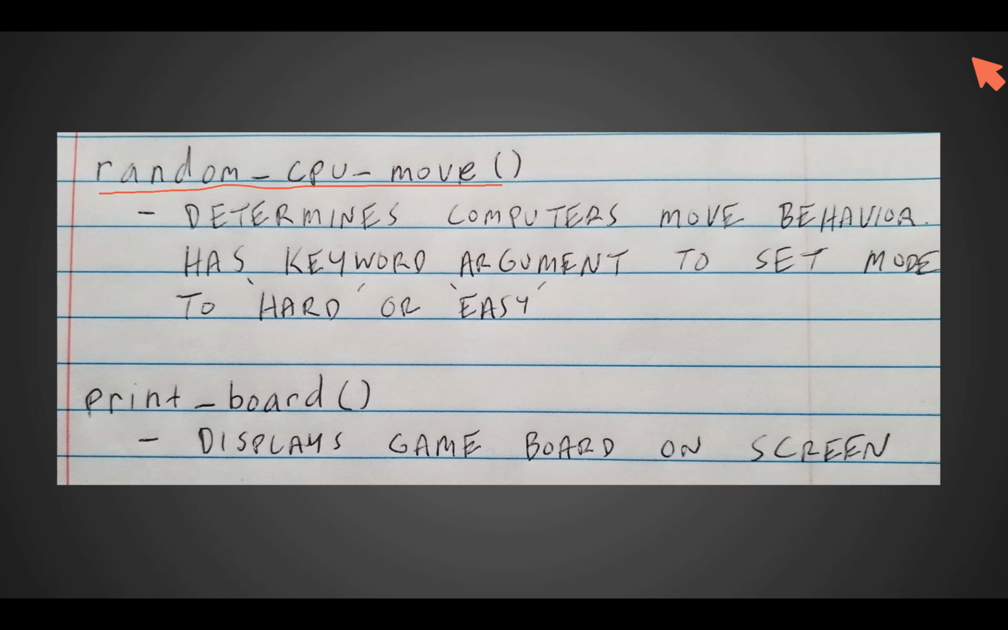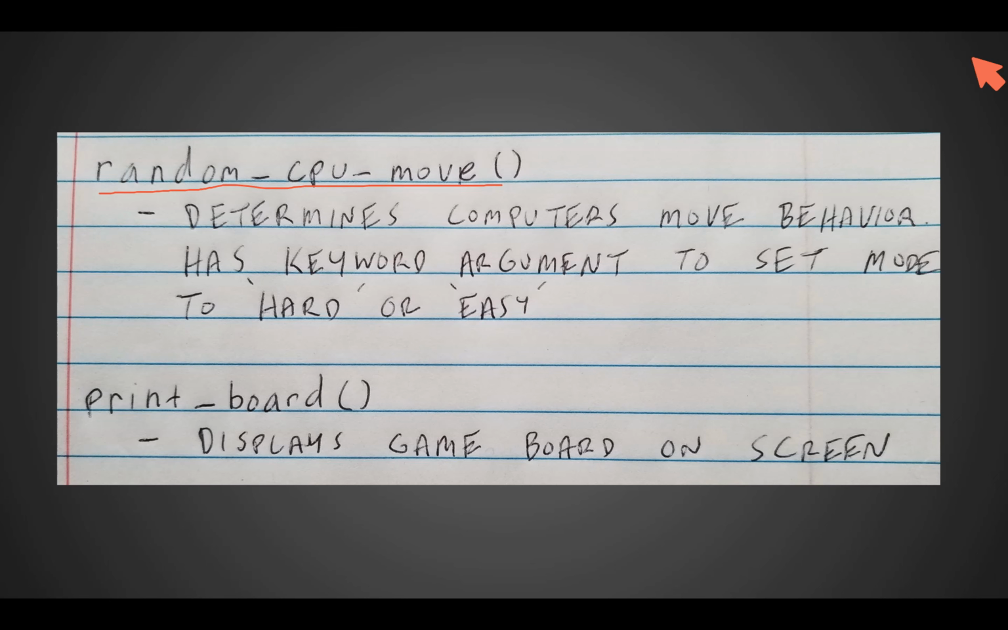So for easy, the computer employs a very simplistic method of determining where to make its move. It simply chooses a random empty spot on the board, just randomly. And if the spot's already taken, it'll try again until it finds an empty spot. So very simple, easy to beat.